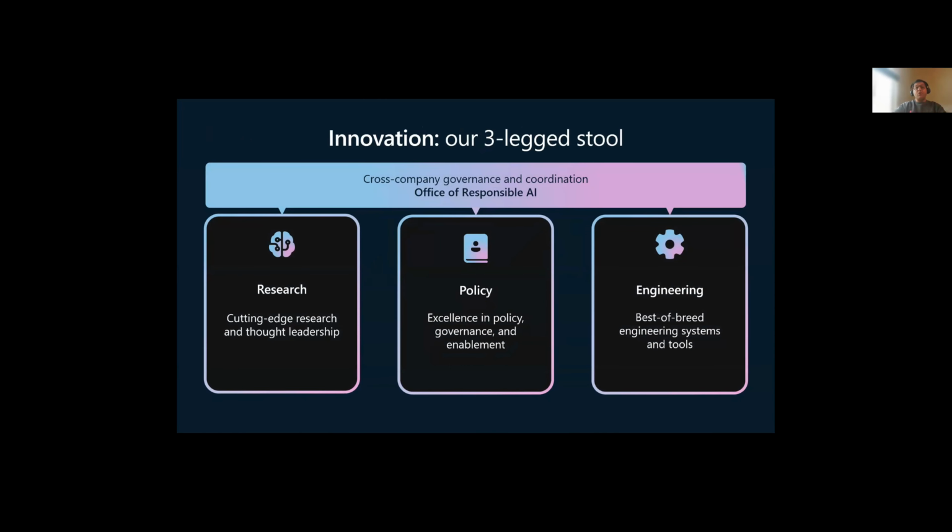Now, when we're talking about the Office of Responsible AI, we can look at it as engineering, policy, and research, and all of them come together. The Office of Responsible AI governs and coordinates the efforts, to make sure that we get the best from the research side, and that research becomes a part of the implementation process on our engineering side.